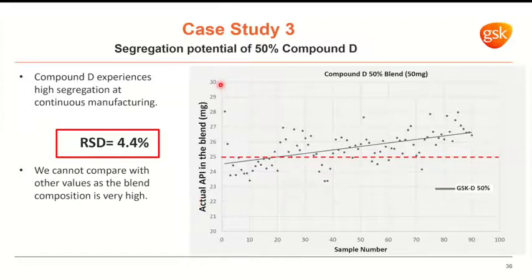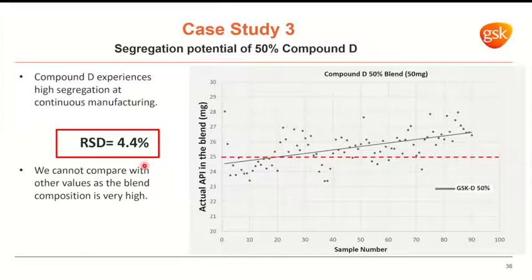of it. From continuous manufacturing, we already know that it experiences very high segregation. But our value was only 4.4%. However, what does this RSD of 4.4% mean? Does it mean that there is low segregation, or does it mean high segregation? The answer is we don't know.